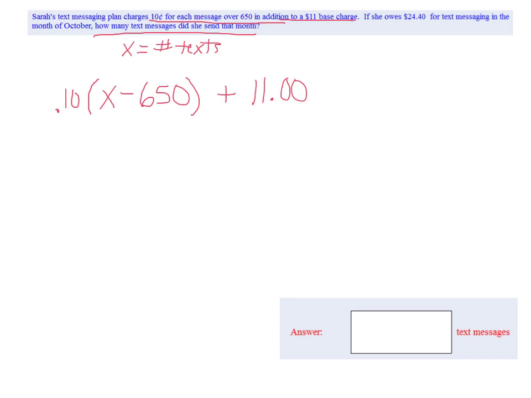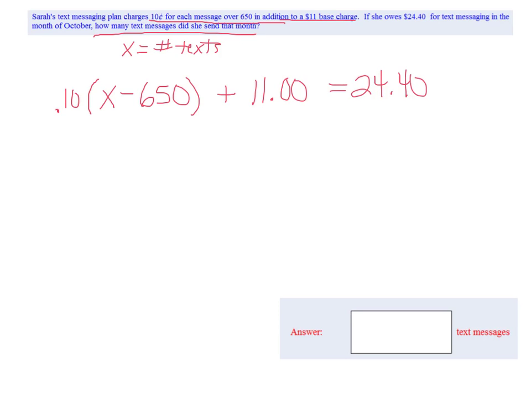So that right there is kind of her plan. And then it says she owes $24.40 at the end of October. So for 1 month, this is her monthly plan, this has to end up equaling $24.40. There it is. That's your equation. X is going to be the number of texts. If we can solve this for X, we'll have the answer to the equation.